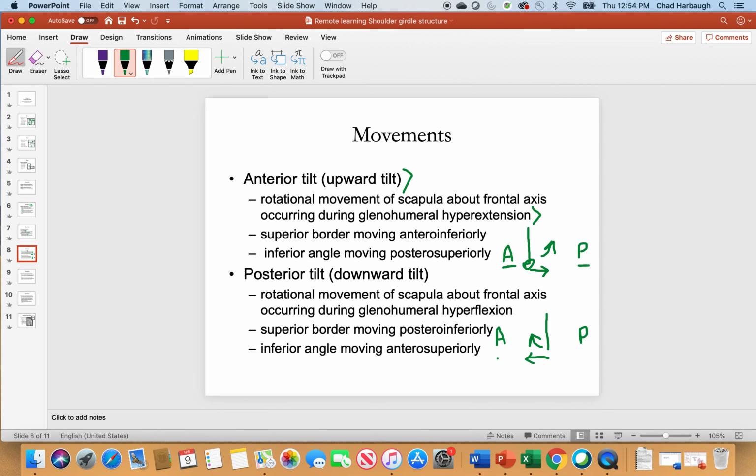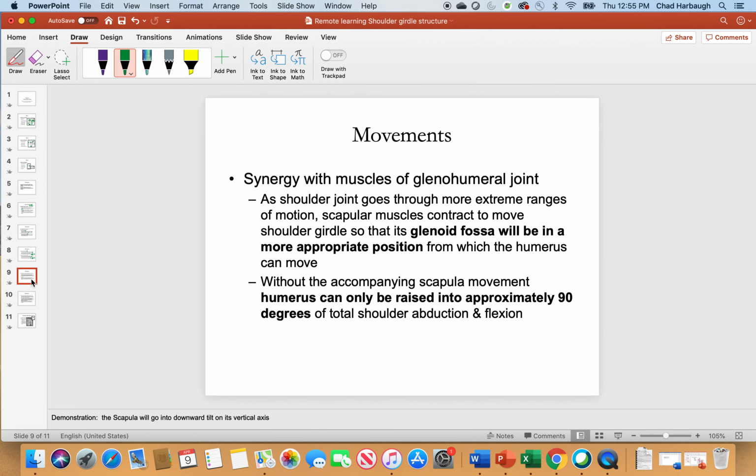Again, with a posterior tilt, we're looking at downward rotation. So this area right here would be the inferior angle. This would be the posterior compartment and the anterior compartment. During flexion or hyperflexion, the inferior angle is first moving into the anterior compartment, and it's also rotating up or superiorly. We usually again see this with any type of flexion motion.